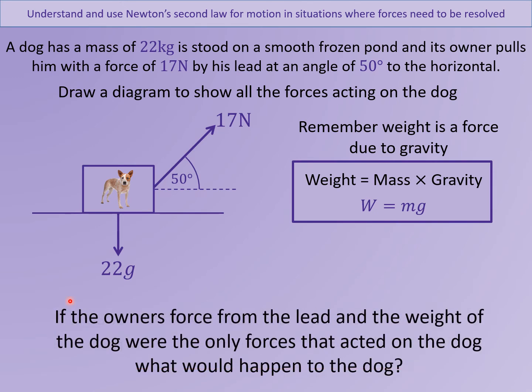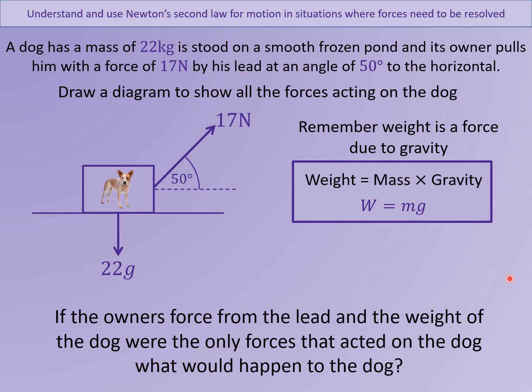Okay, so back to my question then. If the owner's force from the lead and the weight of the dog were the only forces acting on that dog, what would happen to the dog? So the weight of the dog, the force from the owner's lead, what actually happens to that dog then? So think about resolving, think about what we did before. Think about all the forces acting on the dog.